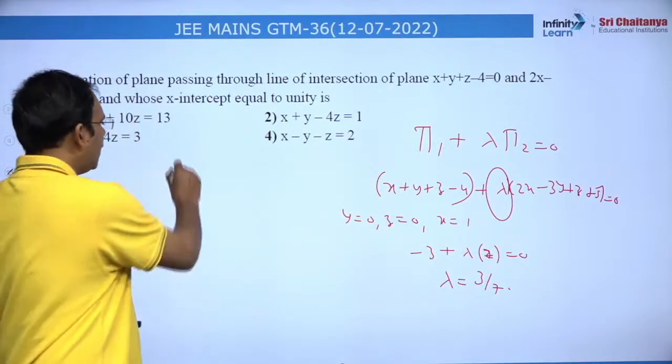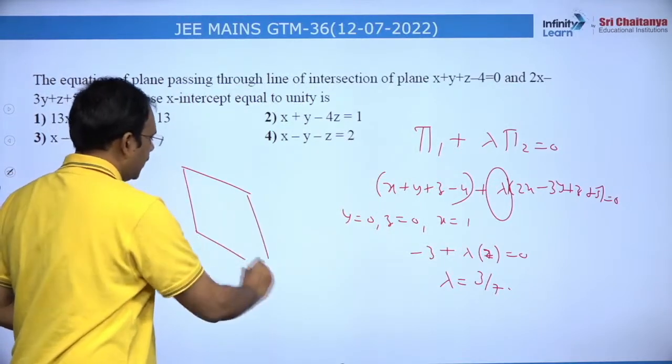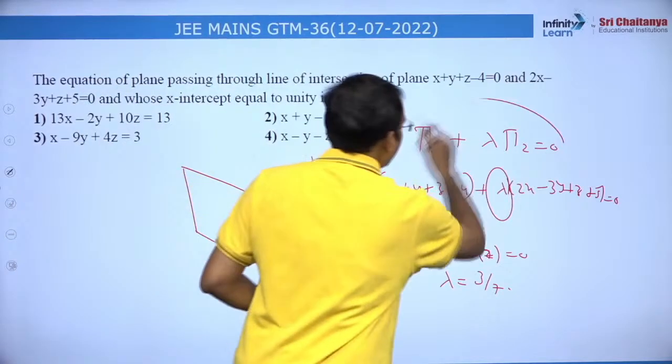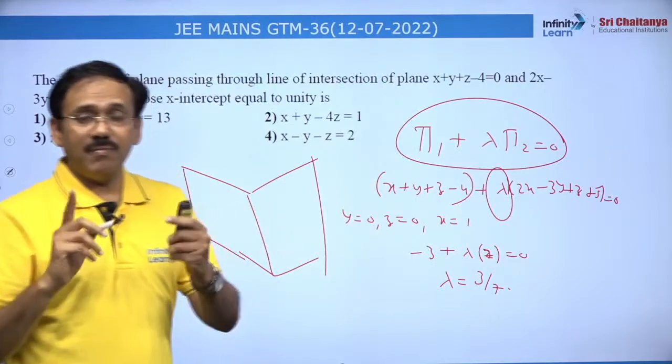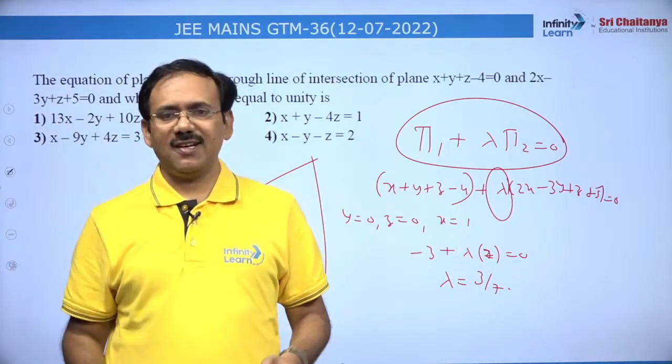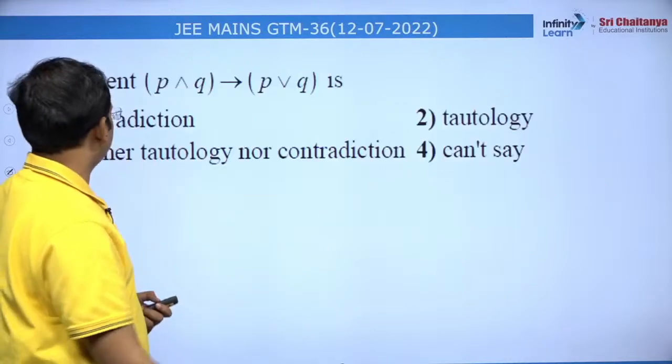Simple point: any plane passing through the intersection of two planes is going to be pi 1 plus lambda pi 2 is equal to 0. Dear friends, for mains, vectors and 3D is going to be very important, right. Please work on 3D geometry.